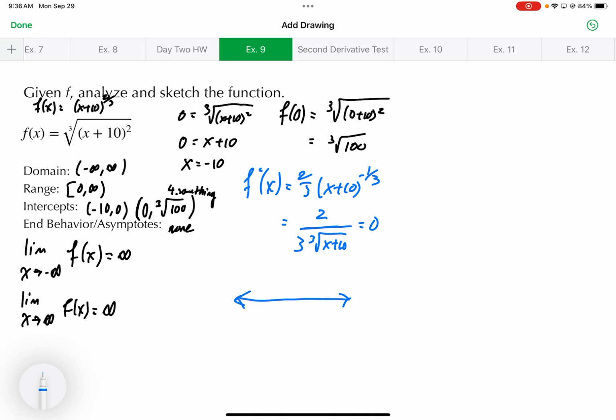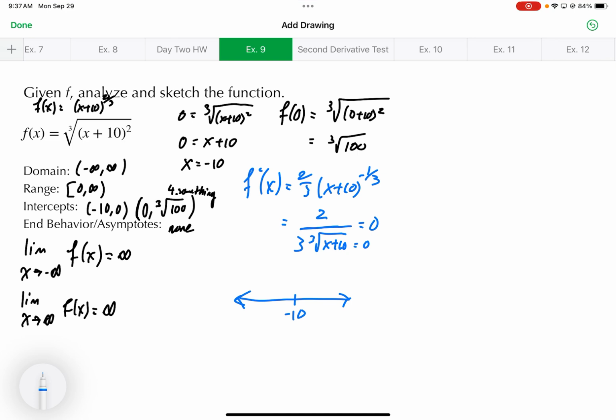Negative 10, okay. Are we okay with just saying that? Do you guys want me to show that? So negative 10 would give me a 0 in the denominator and no other number. Because otherwise, if you set just this piece equal to 0, you divide by 3, cube both sides, you're left with x plus 10 equals 0, so it's just going to be negative 10, okay?